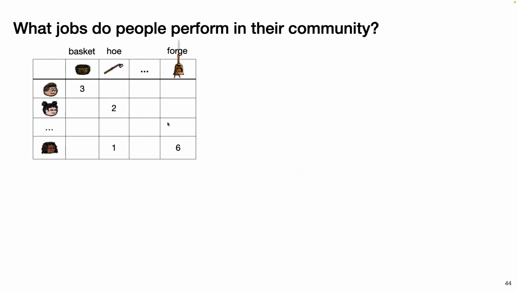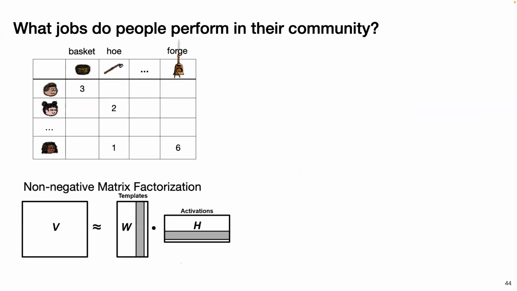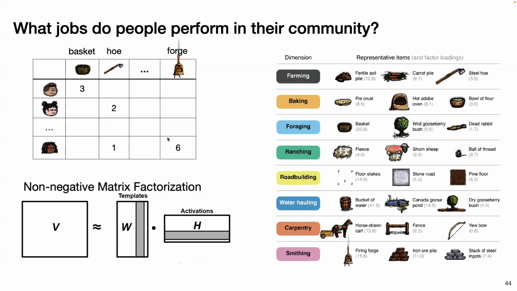So we first developed this matrix of counts of which players interact with which objects. And we used a method called non-negative matrix factorization to develop semantically interpretable latent representations of the players and the items. This allows us to define a small number of latent dimensions. For instance, the farming dimension was well defined by items like fertile soil, carrot pile, steel hoe, whereas baking was defined by interacting with items like pie crust, hot adobe oven, bowl of flour, etc.